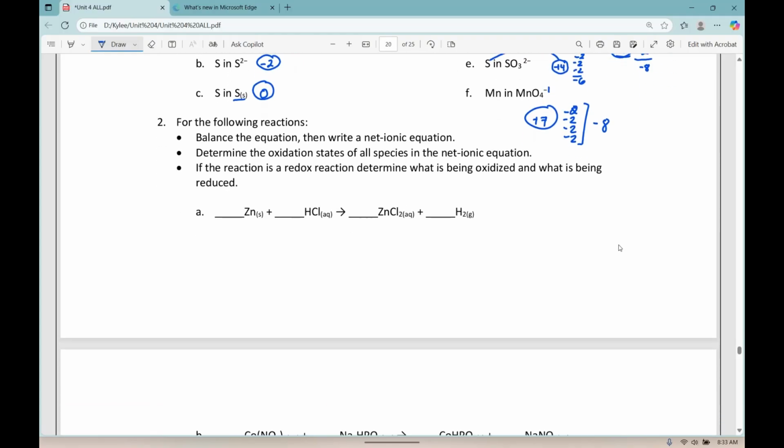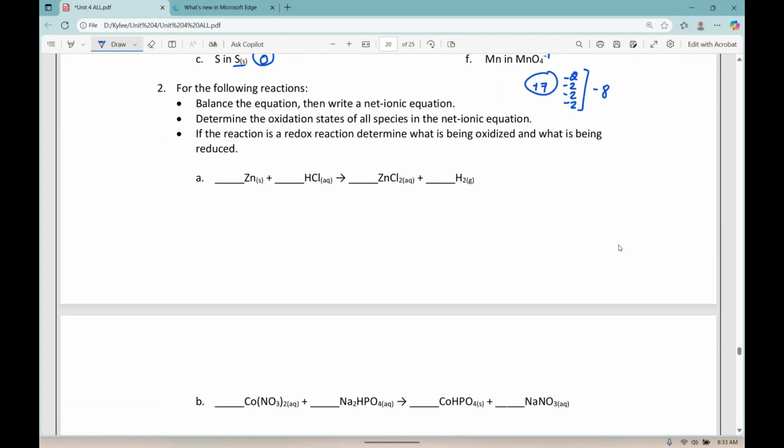In number 2, it says for the following, balance the equation, then write a net ionic equation, then determine what is being oxidized and what is being reduced. So here, I notice I have 2 chlorines, so I need to put a 2 in front of HCl, and that actually helps me because I needed 2 hydrogens on the right.